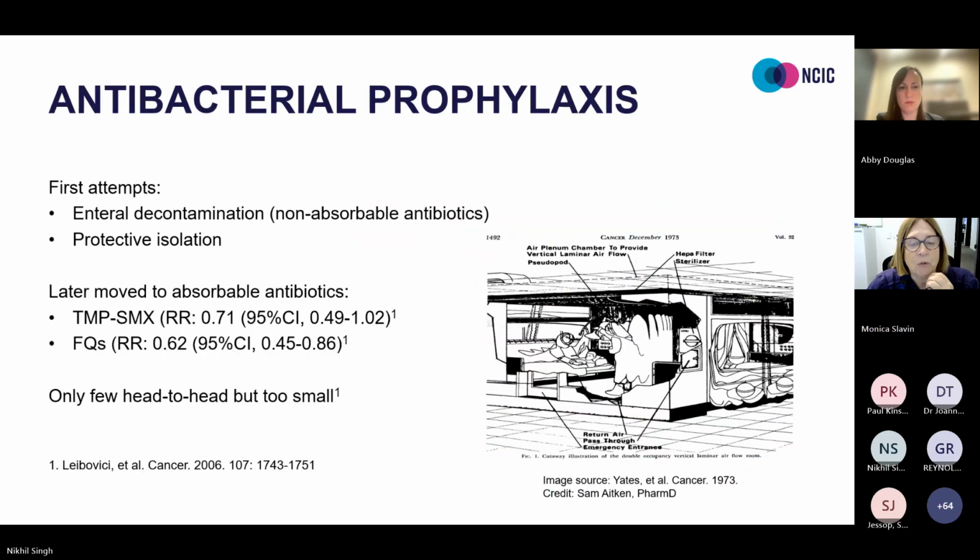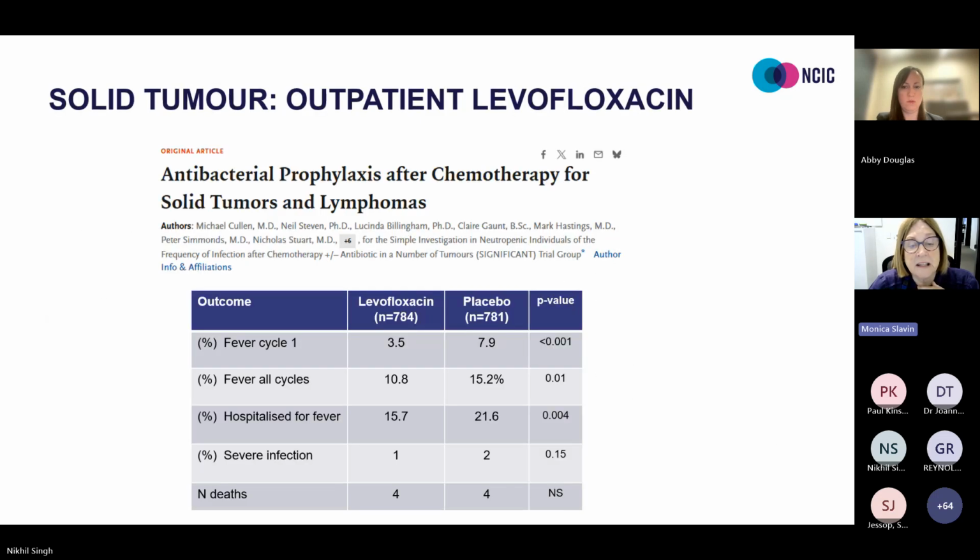Next slide, please. We do know that there have been many instances over the years of trying to intervene and prevent bacterial infection in patients with febrile neutropenia, going right back to the days of laminar flow rooms and interventions with trimethoprim-sulfamethoxazole, fluoroquinolones, and enteral decontamination. And so originally, the very first instance of using fluoroquinolones in a prophylactic way was looking at these studies that were co-published in the New England Journal of Medicine quite a few years ago now, in solid tumour patients and in hematologic malignancy patients, using fluoroquinolone interventions. Next slide, please.